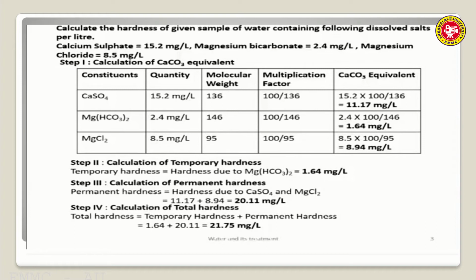Permanent hardness. Now we have to choose what salts are responsible for permanent hardness. You can see calcium sulfate and magnesium chloride are responsible. Chlorides and sulfates are responsible for permanent hardness, we have discussed already. So according to that, calcium sulfate equivalence is 11.17 plus magnesium chloride is 8.94. The total permanent hardness is 20.11 milligrams per liter. Temporary hardness plus permanent hardness gives you the total hardness.